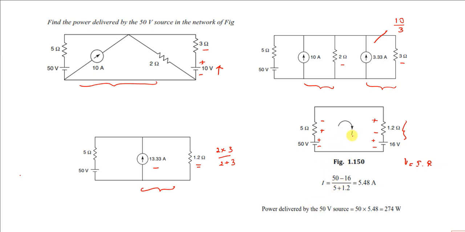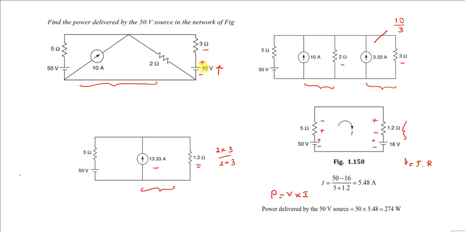Once you know the current in this closed circuit, we know that the power delivered by a voltage source is given by P is equal to V into I. V is 50, I is 5.48. So in this problem, we got 50 into 5.48 as 274 watts. So it's an important problem: find the power delivered by the 50 volt source.